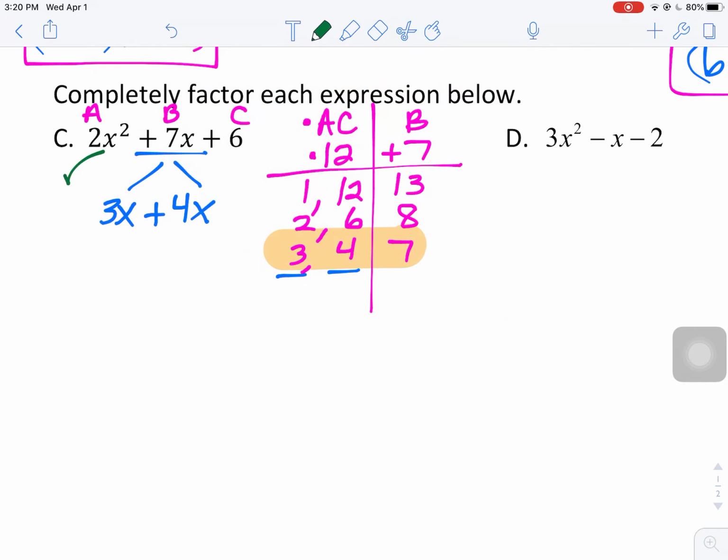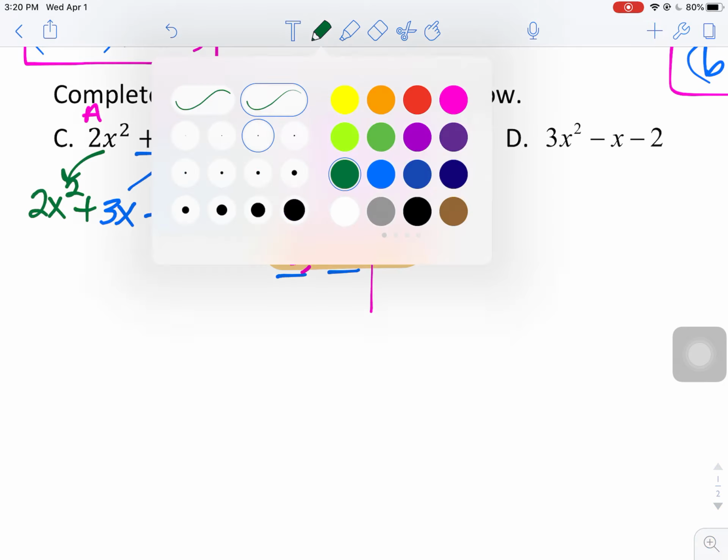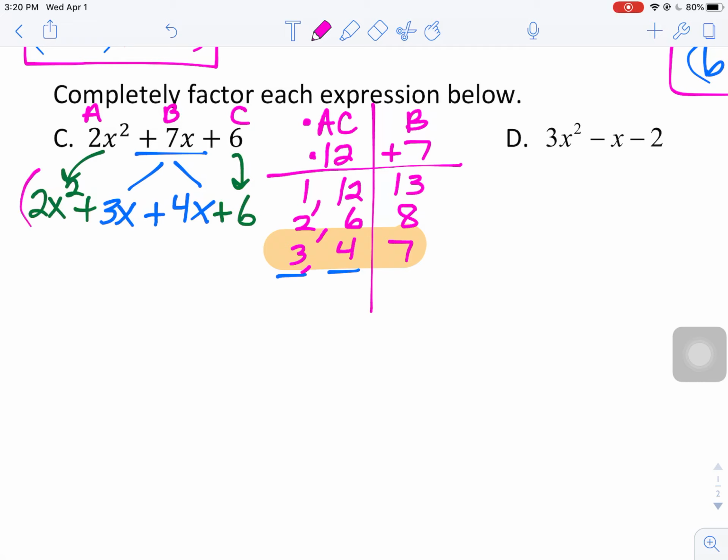The 2x squared in the front just drags down, and then the 6 in the back just drags down. That's the only new thing. Now you just do factor by grouping like we did in A and B in the warm-ups. So I'm going to group the first two terms, I'm going to group the second two terms, and then I literally just do factor by grouping like we did in the beginning for A and B.